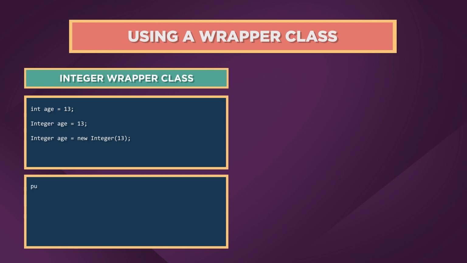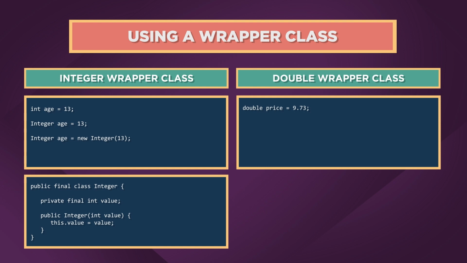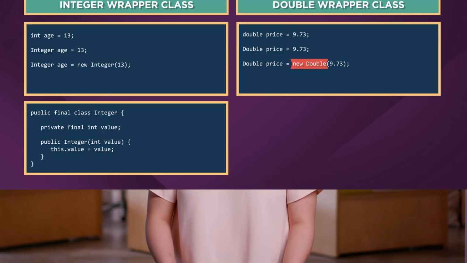The Integer wrapper class has an instance variable of type int that is initialized when we use the constructor to create an Integer object. The same is true for the Double class. We can declare a variable of the wrapper class type Double, or we can use the Double class constructor. This uses the new keyword and Double constructor, which takes a double value as a parameter.